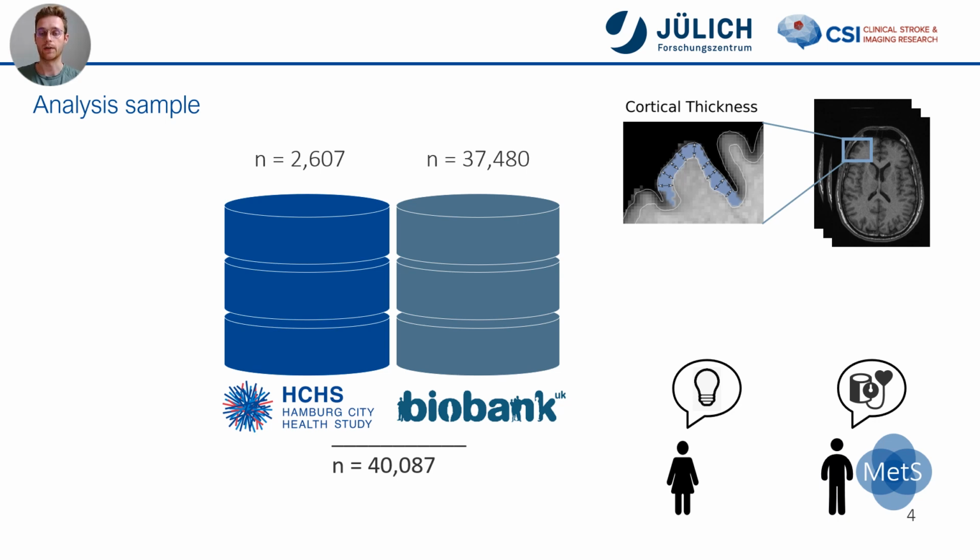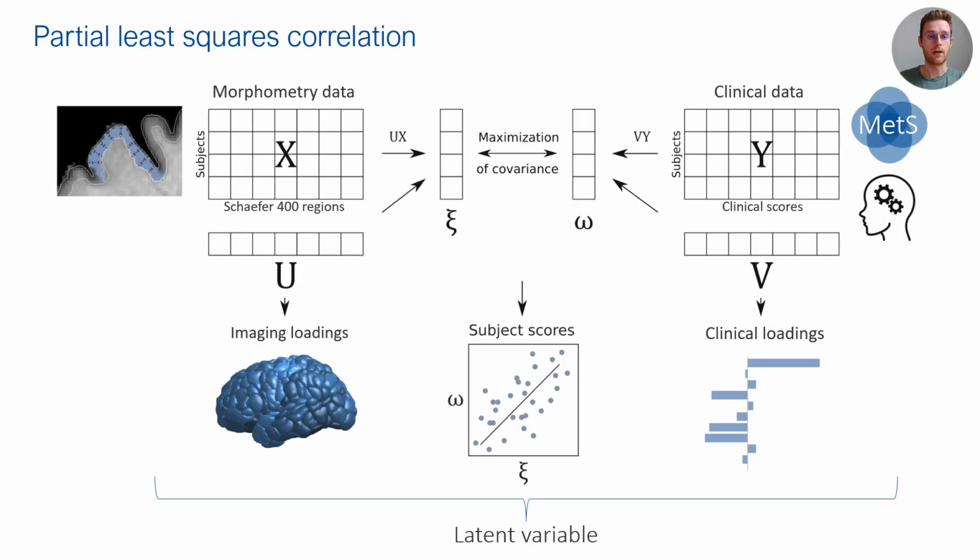We associated the cortical thickness measures with the clinical information by employing a partial least squares correlation analysis. Partial least squares correlation analysis, or PLS, is a multivariate data-driven statistical approach, which is pretty similar to canonical correlation analysis, which you might be more familiar with. It takes into account two data domains and tries to identify latent associations in this data. In our case, the morphometry data being a multivariable dataset, subjects by Schäfer 400 regions, as well as the clinical data being a subjects by clinical scores matrix.